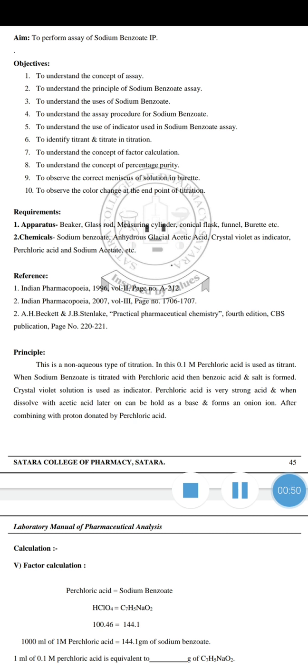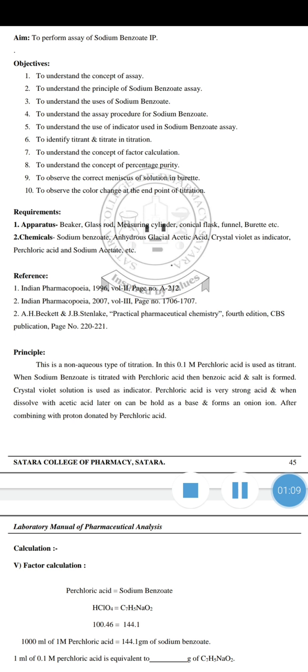In principle, this is a non-aqueous type of titration. In this, 0.1 molar perchloric acid is used as a titrant. When sodium benzoate is titrated with the perchloric acid, then benzoic acid and a salt are formed. Then crystal violet solution is used as an indicator.